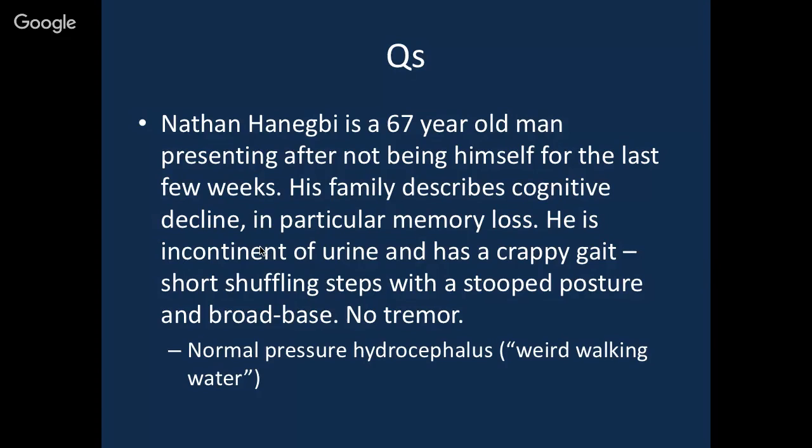It really is just a random buzzword. You probably would never have heard about it. The mnemonic is weird walking water. They're weird, so cognitive dementia-like symptoms, but very quickly progressing, only a few weeks. Walking gait and water: they're incontinent of urine, so they've got a poor gait and they're peeing everywhere.